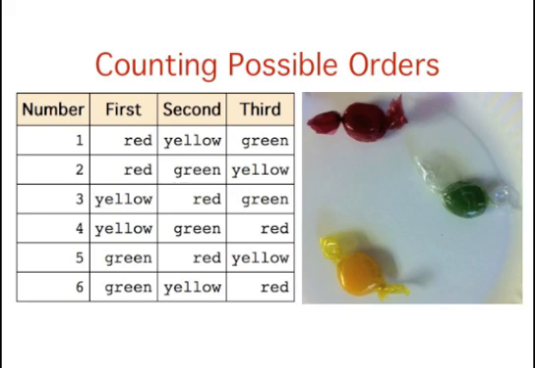There are 2 orders in which red is first: red, yellow, green, and red, green, yellow. Similarly, there are 2 orders in which yellow is first, and 2 orders in which green is first. This makes 6 possible orders in which the pieces can be picked up.